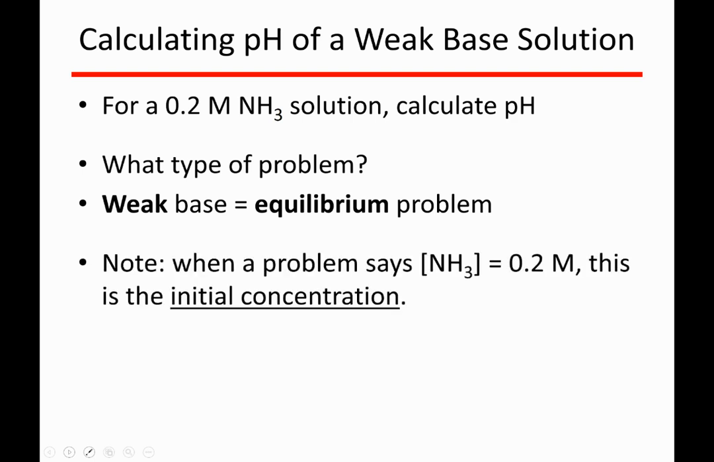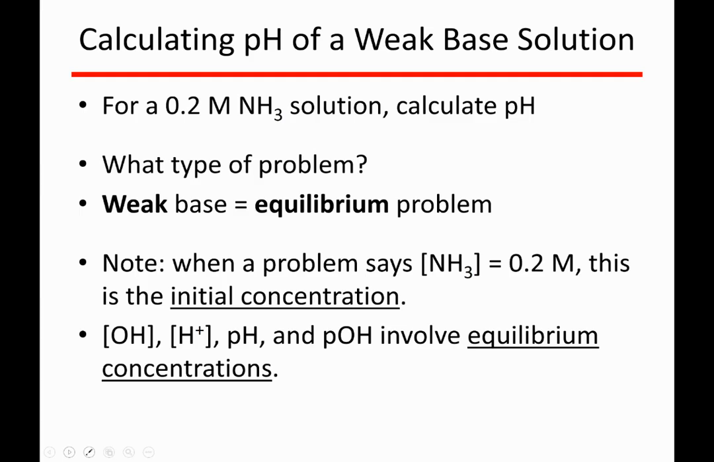Now, in this problem, when we're told that the concentration of ammonia is 0.2 molar, that's indicating the initial concentration of ammonia. And when you're finding the pH, the pOH, concentration of H+, concentration of hydroxide, that's referring to the equilibrium concentration. Therefore, we have to connect the initial and the equilibrium state here. We know initial conditions, and we need to find equilibrium conditions. Therefore, we will need to make an ICE table to solve this problem.